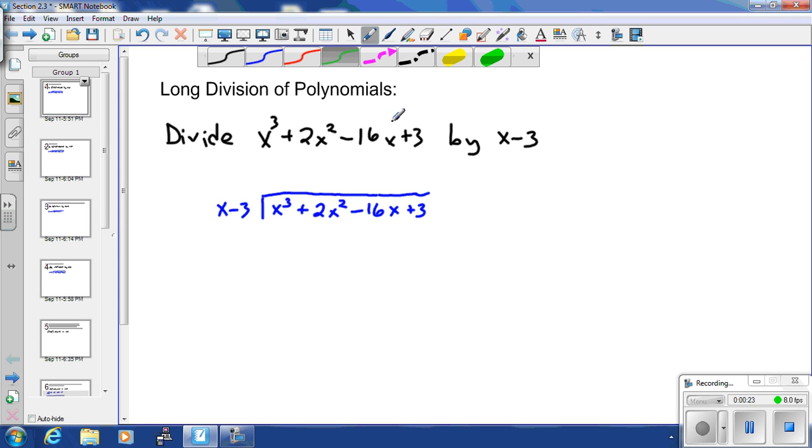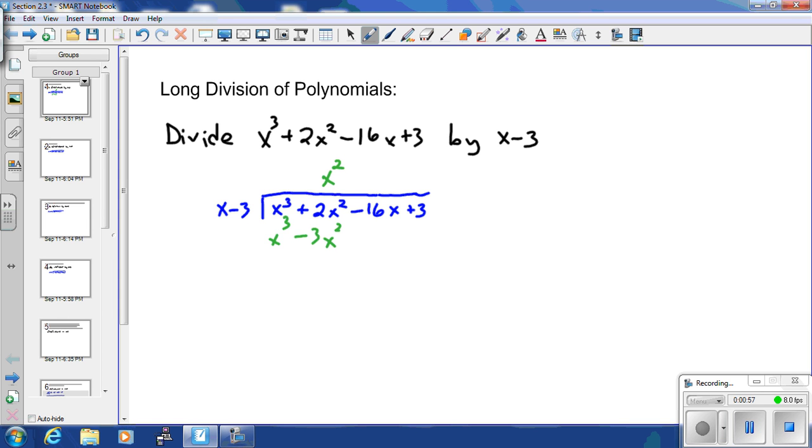So we're going to divide these two functions, and I lay it out as it looks here. I'm going to divide x minus 3 into x cubed plus 2x squared minus 16x plus 3. The way we do this is we take the lead term here and divide that into the lead term here. Well, x times x squared would give me x cubed, so I'm going to put x squared up here. Now I'm going to take that x squared and multiply it times this entire thing, distributing x squared times x and x squared times negative 3.